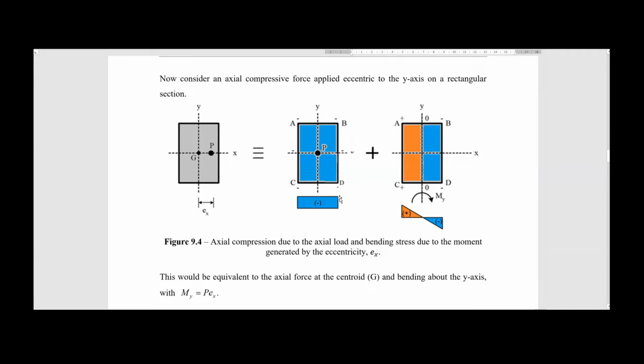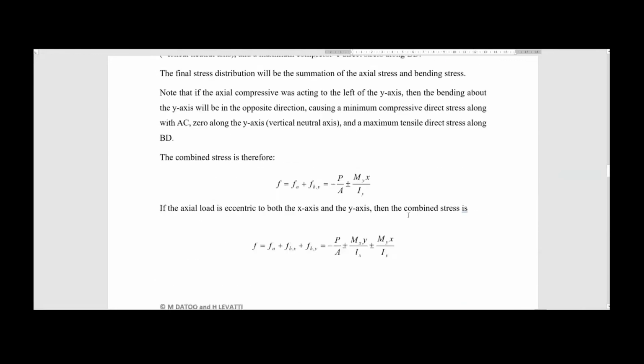So we have the distribution of the axial stress, which is uniform, always in compression, and we have the distribution of the bending stresses because the moment My in this case is positive and produces compression to the right and tension to the left of the neutral axis, that is YY in this case.